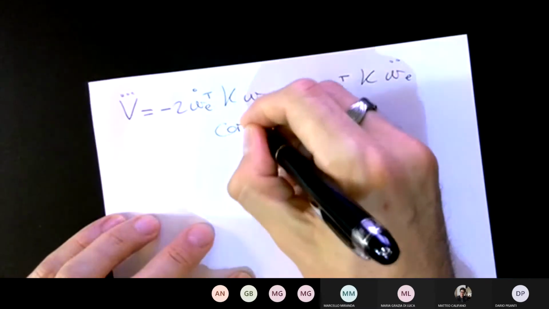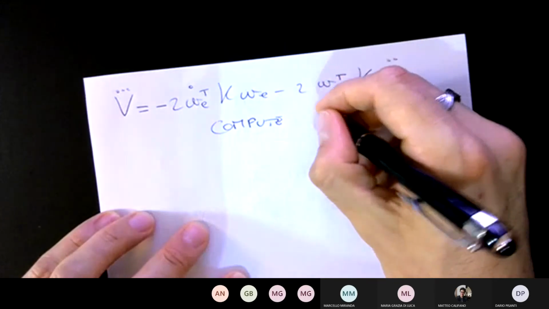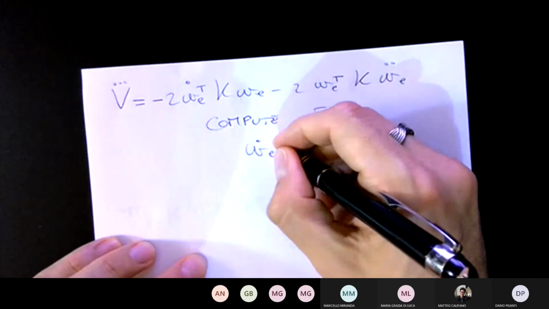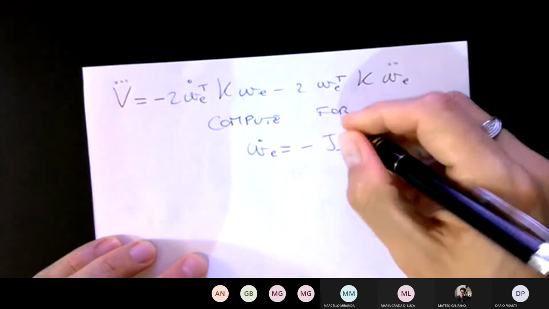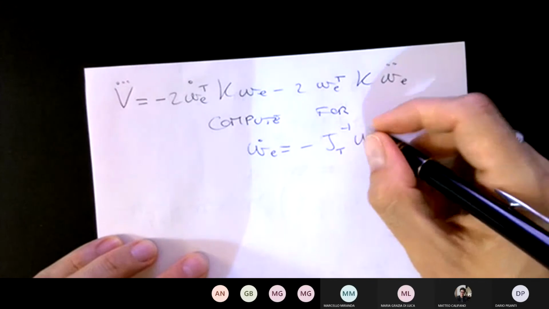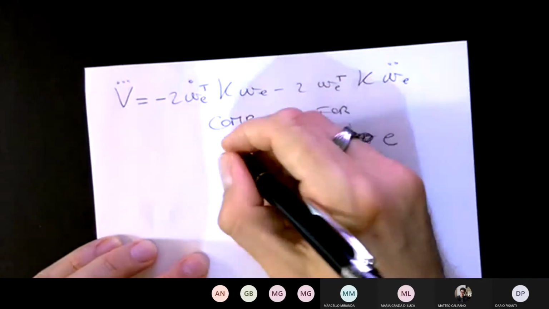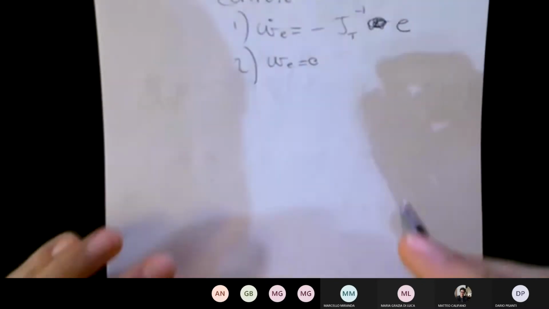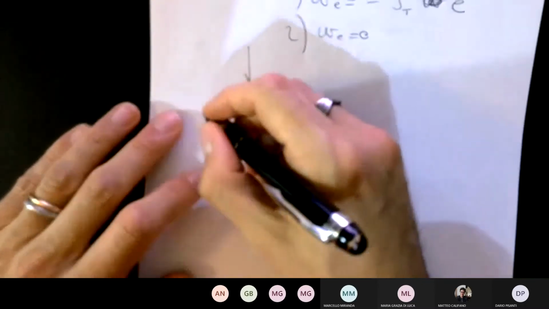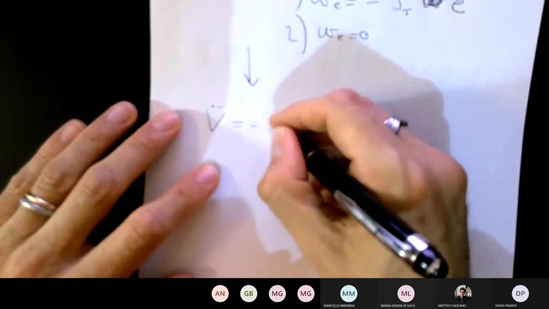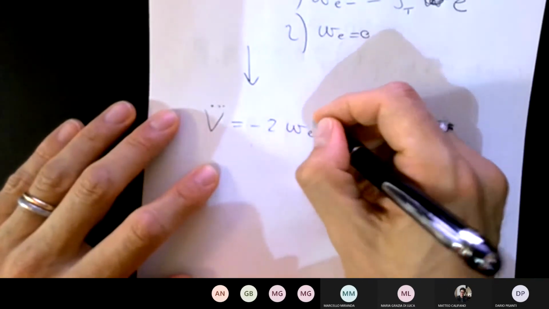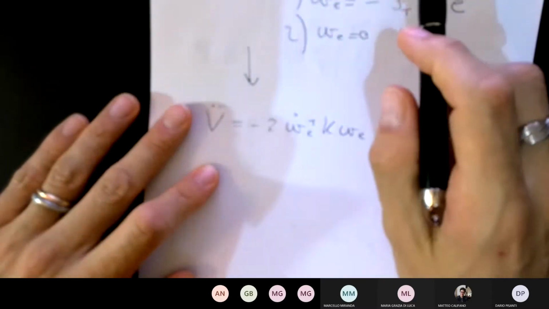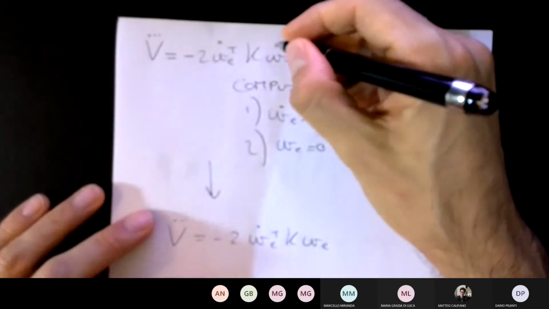So I'm going to compute this for the relationship that I just found, which is omega E dot equal to minus J_T inverse E. And the second condition is that omega E is 0. Well, that means that I get V triple dot equals minus 2 omega E transpose dot k omega E dot. Did I miss a dot?